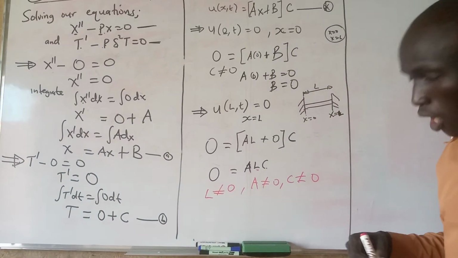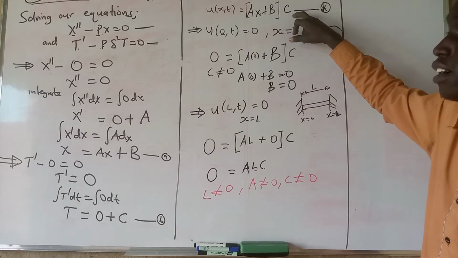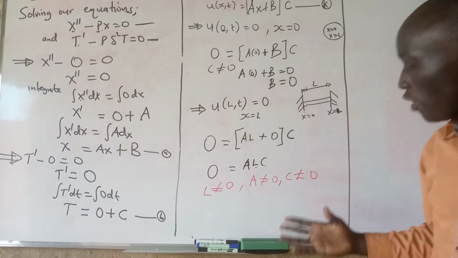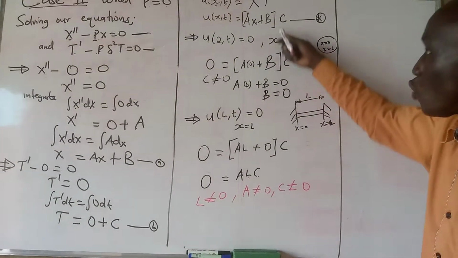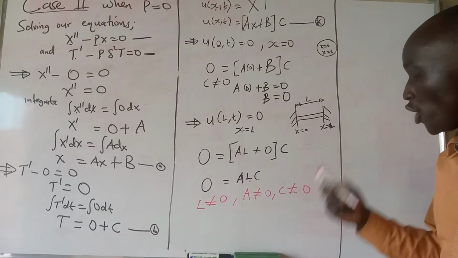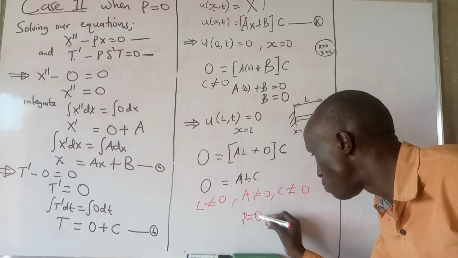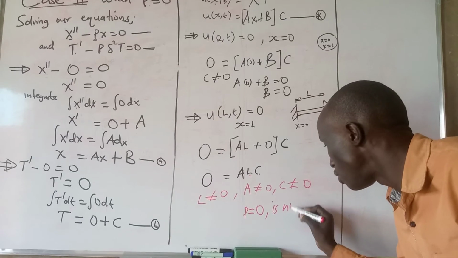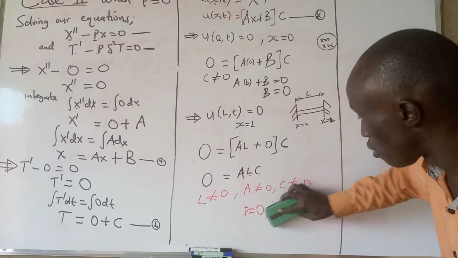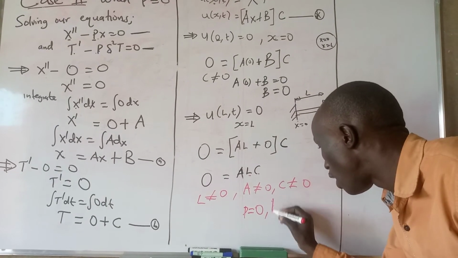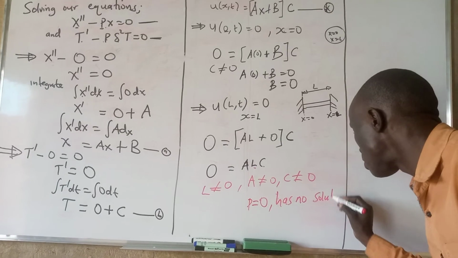Now, on testing the boundary condition on this equation star of case 2, we have found out that there is no solution. Since there is no solution, that means this equation here does not satisfy the boundary initial solution. So make the conclusion: P is equal to 0 has no solution.